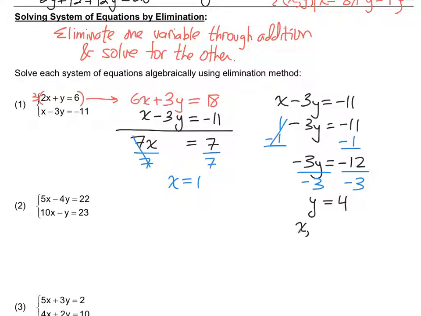So (x, y) such that x equals 1 and y equals 4. All right, so that's your elimination method.